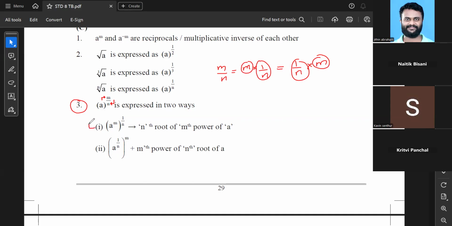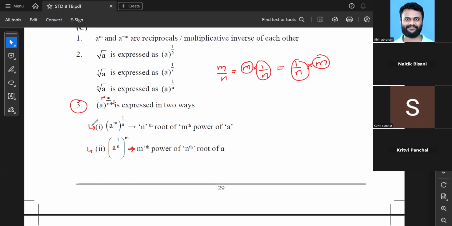So the first option is what? I'm taking m first, then I put a bracket and write 1 by n. It's power of a power. Or I can take 1 by n first, then put a bracket and write m. And both are one and the same. This is not a plus sign. This should be an arrow sign.